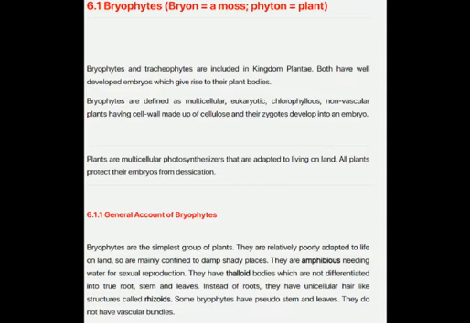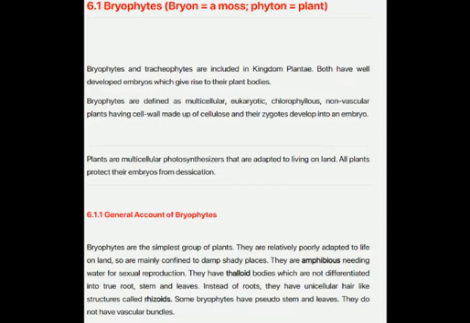Instead of roots, they have unicellular hair-like structures called rhizoids. Whereas some bryophytes have pseudostem and leaves, that is, not true stem and leaves. The other characteristic of bryophytes is they don't have vascular bundles, that is, no vascular tissues, or they don't have xylem and phloem.